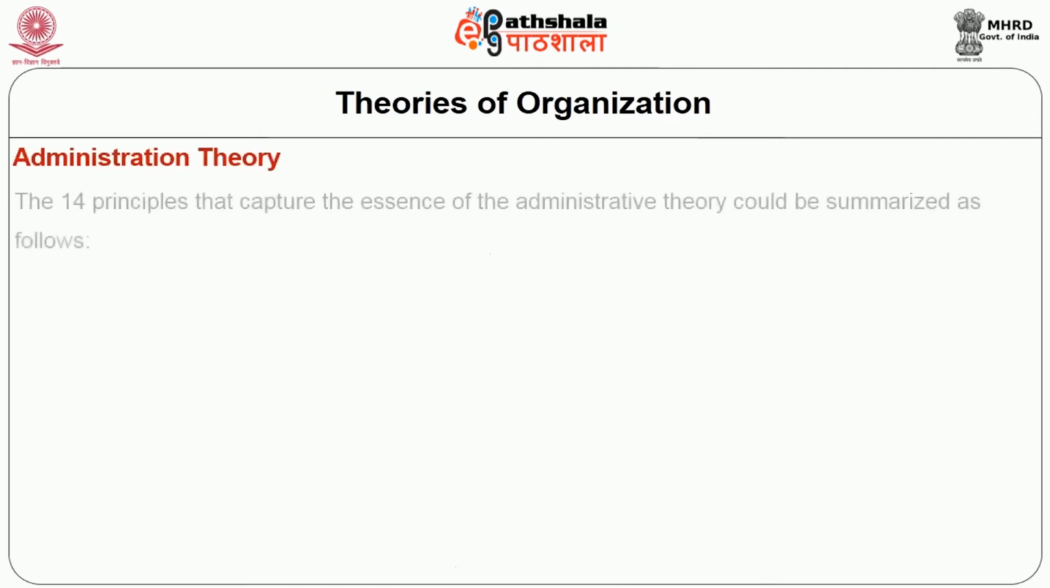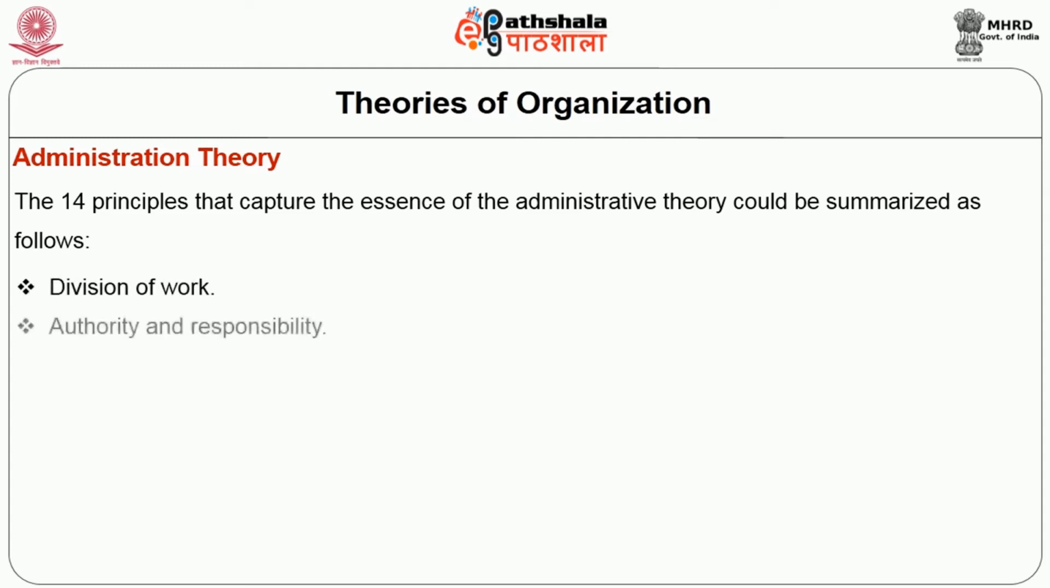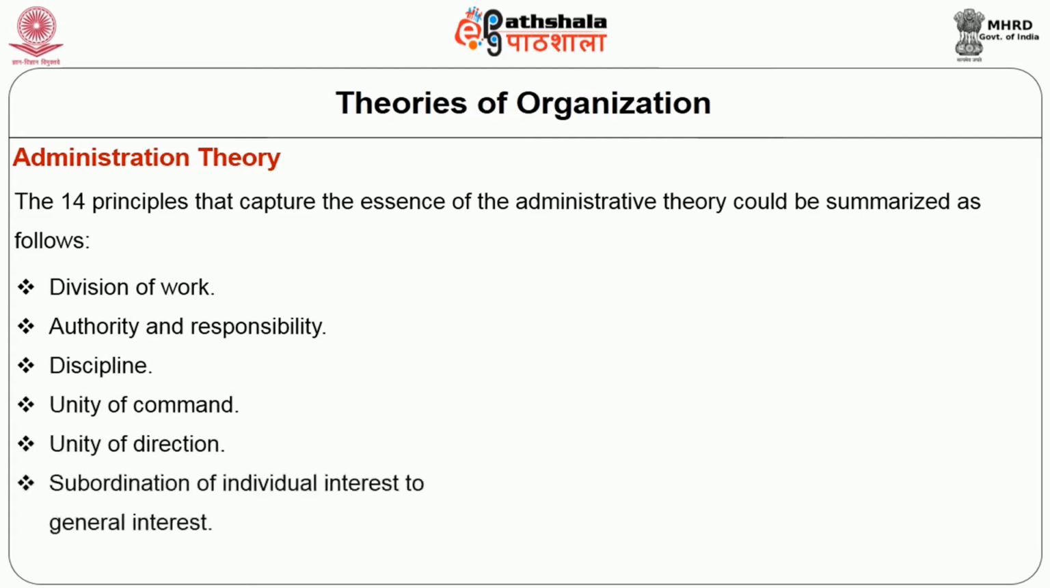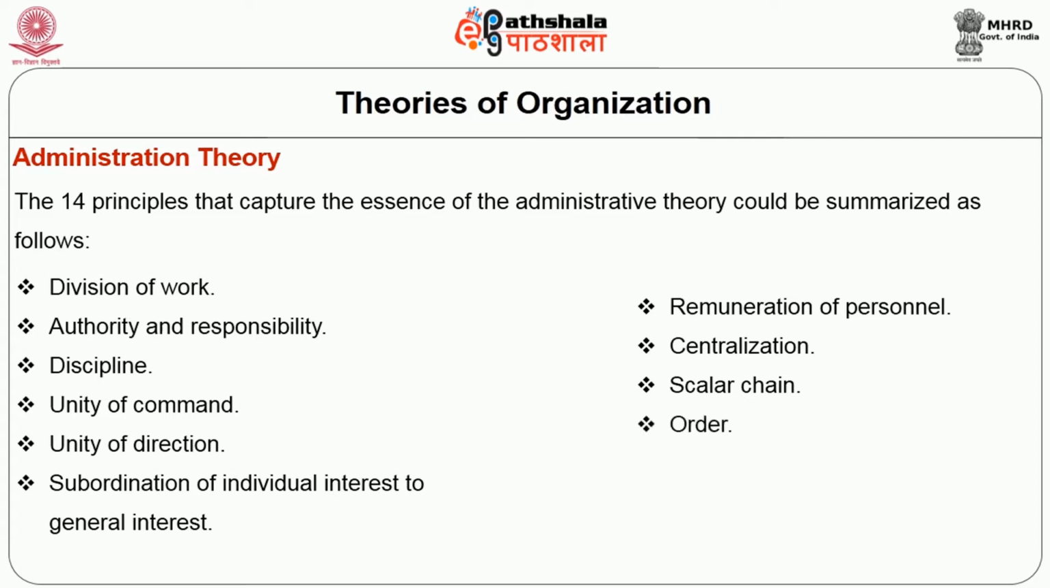Administration theory. The 14 principles that capture the essence of administrative theory could be followed. First one, division of work, authority and responsibility, discipline, unity of command, unity of direction, subordination of individual interest, remuneration of personnel, centralization, order, equity, initiative.